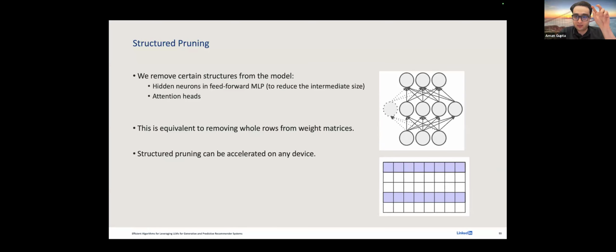Because we're removing a whole neuron or attention head, this translates into removing rows of these weight matrices. So there's this structure that comes in from the actual components. And because we get smaller models here, if we prune MLP, we are reducing the intermediate size of the model. And if we remove attention heads, we are reducing the number of attention heads. We get a smaller model, and this can be accelerated on any device, basically, which is quite flexible.